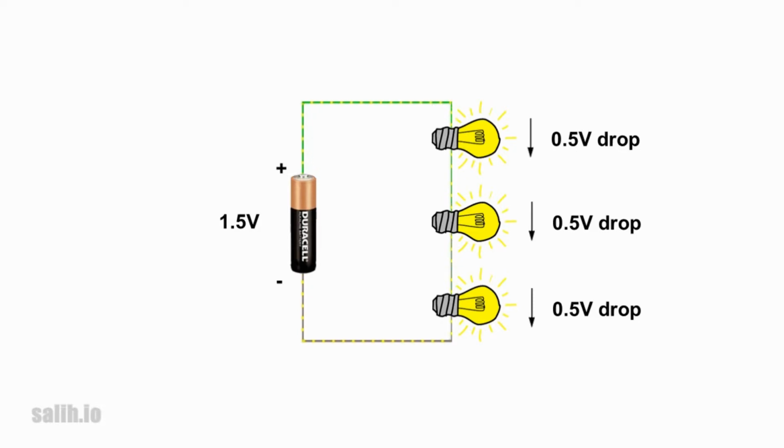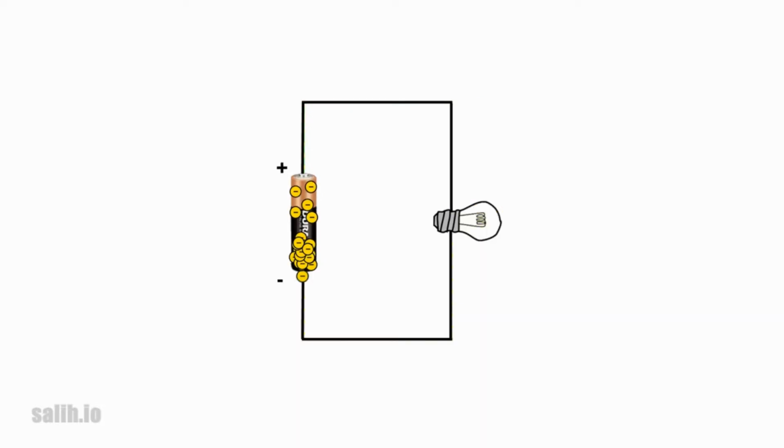So how does voltage cause current? Free electrons near the negative terminal are repelled by one another and push each other away towards the positive terminal. This process continues until the charge difference between the 2 terminals becomes so small that the current stops.